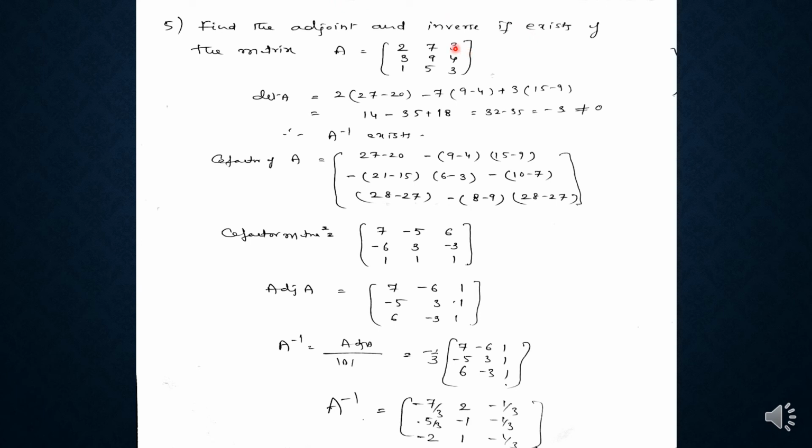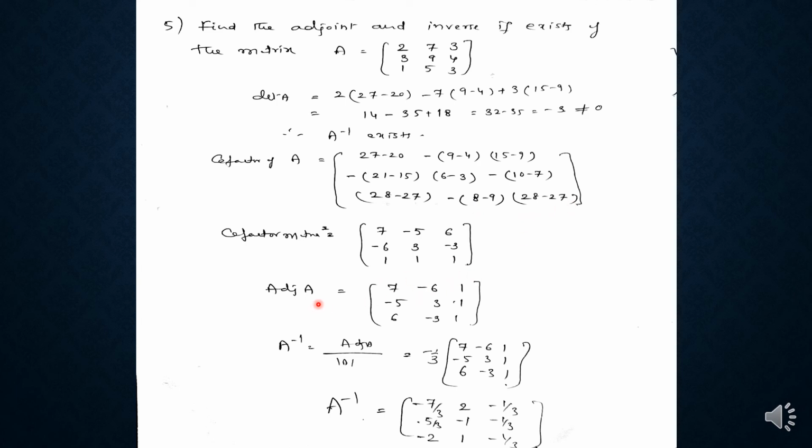For the last element here, this is 9 into 2, 18, 18 minus 21, that is minus 3. So the cofactor matrix is 7, minus 5, 6; here minus 6, 3, minus 3; 1, here also 1, here minus 3.